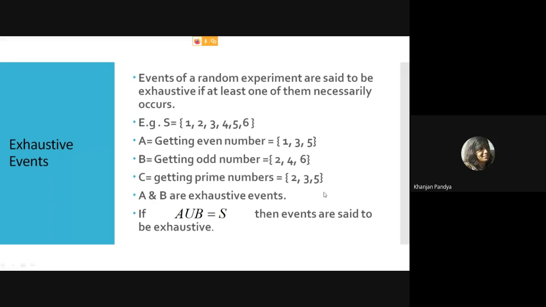So it is possible that we get at least one outcome from the even number or odd number events, right? That means A or B, that is, union. So A union B is equal to S, the sample space. So if A union B is equal to the sample space S, then the events are said to be exhaustive. Any doubt with this? Okay.